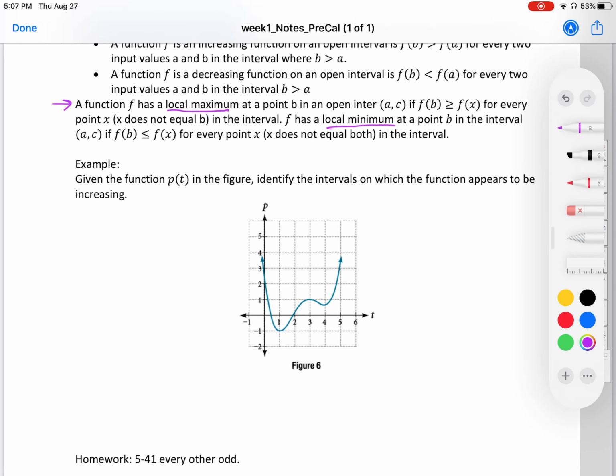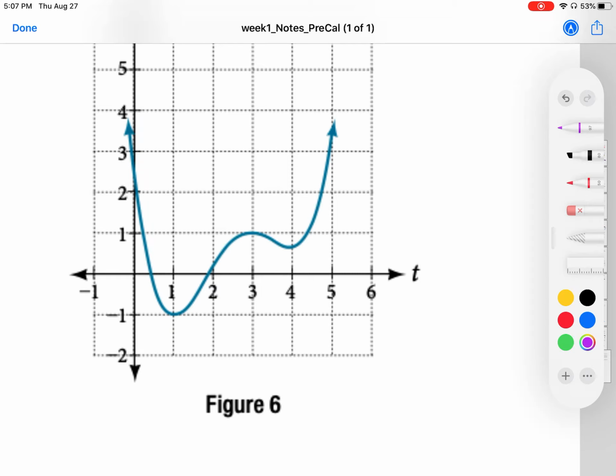Given the function p of t in the figure, identify the intervals in which the function appears to be increasing. All right, remember, we read our graphs the same way we read our English. We read it from left to right. Okay, so we want to find out where it's increasing. So where is it going up from left to right? We see it's going up from 1 all the way to 3. And it keeps going up again from 4 all the way on to infinity.